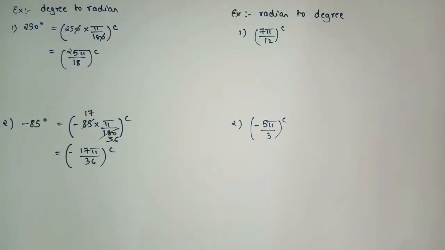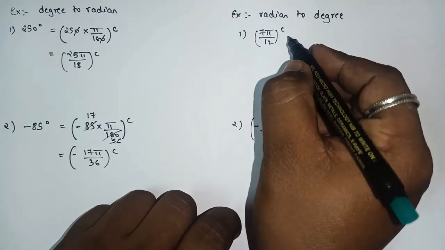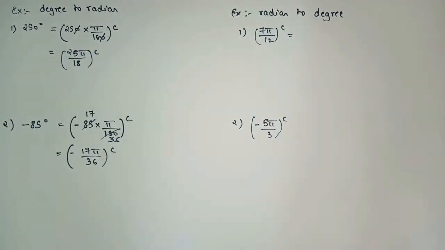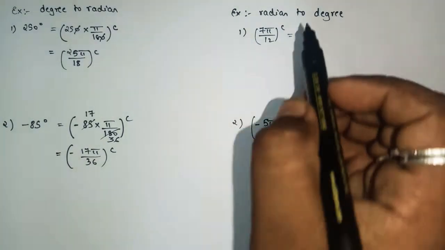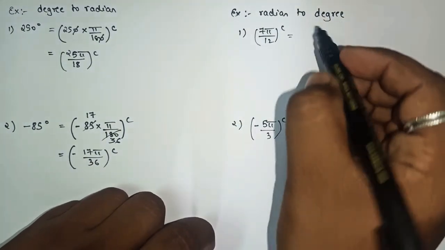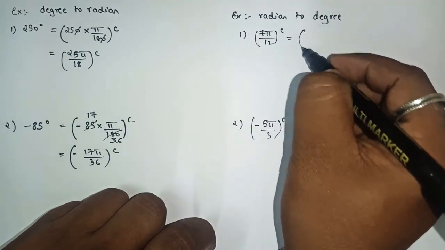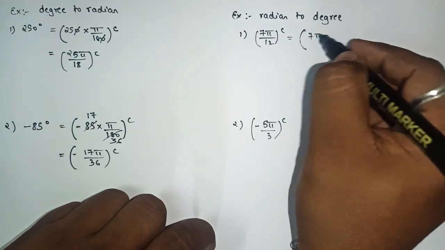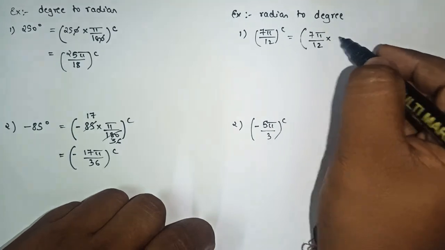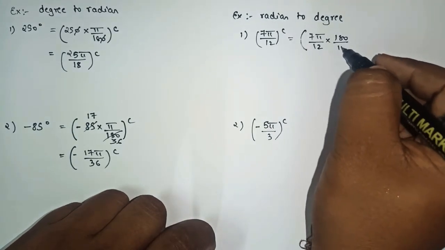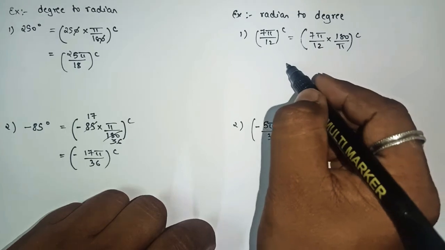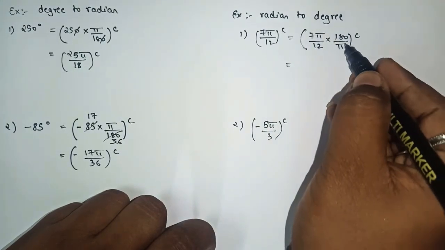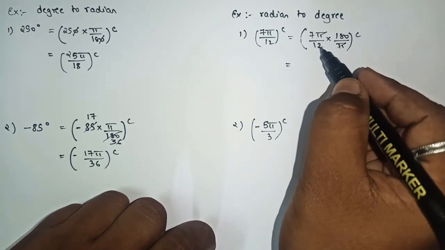Now we'll see how to convert radian into degree. These are sums from the first exercise only, so I'm taking a few sums from your first exercise. To convert radian into degree, simply multiply the term by 180 upon pi. As you multiply by 180 upon pi, this pi will get cancelled.